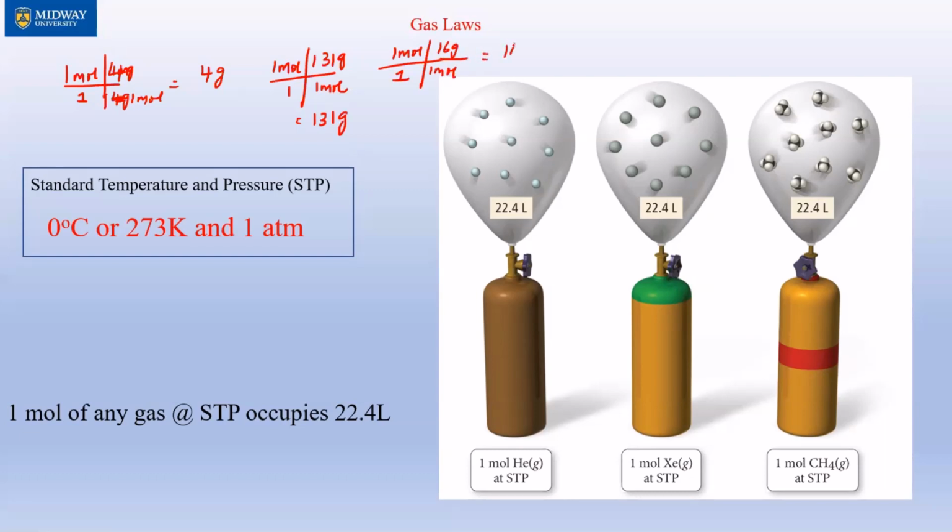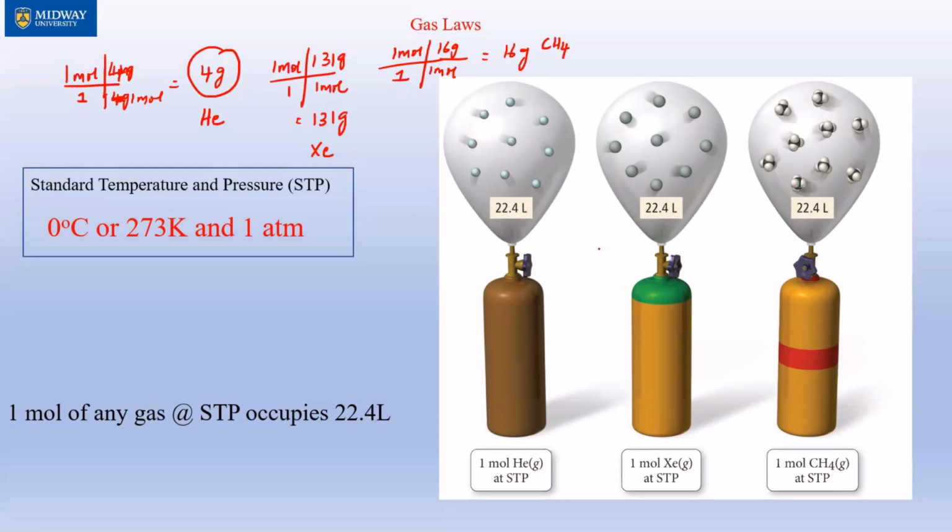16 grams. So essentially, at STP condition, which is standard temperature and pressure, if you put 4 grams of helium, 131 grams of xenon, and 16 grams of methane into a balloon, assuming we're treating these gases in masses, then you would achieve these perfect balloon sizes that are equally the same.